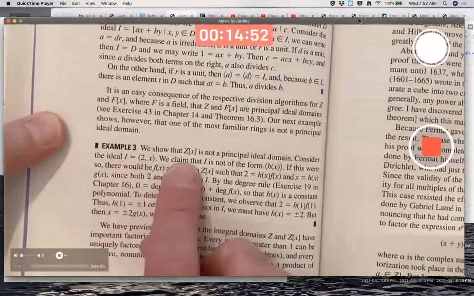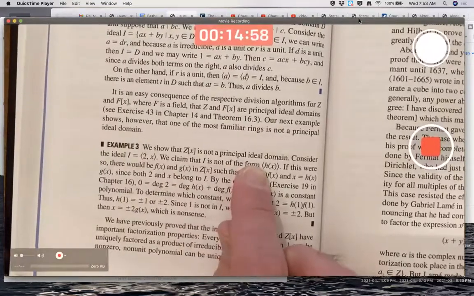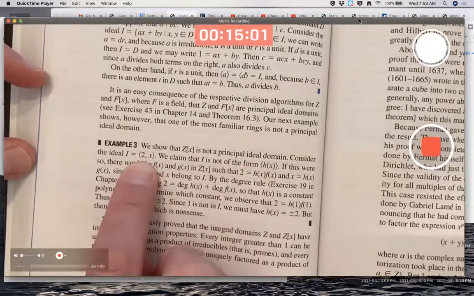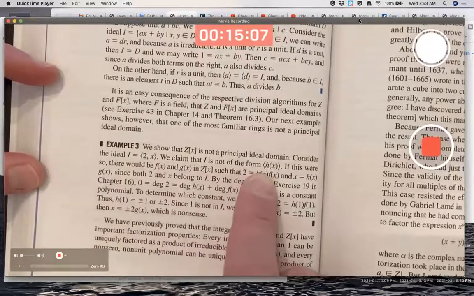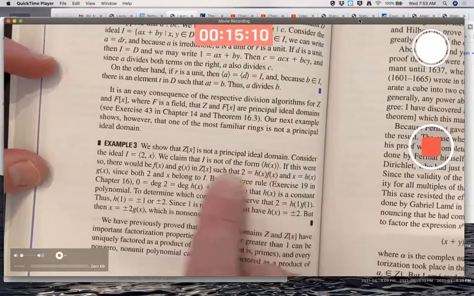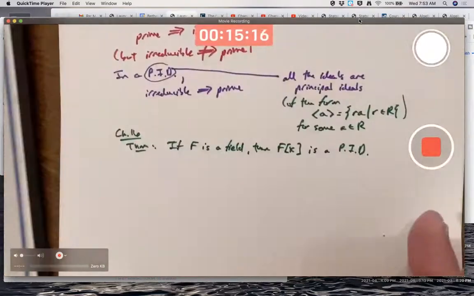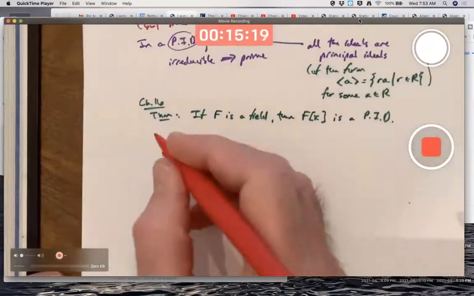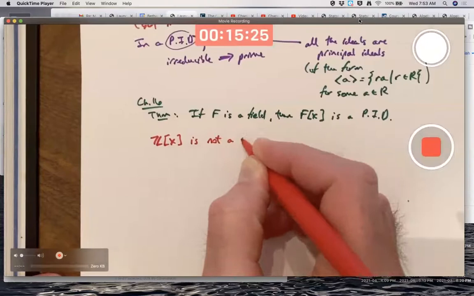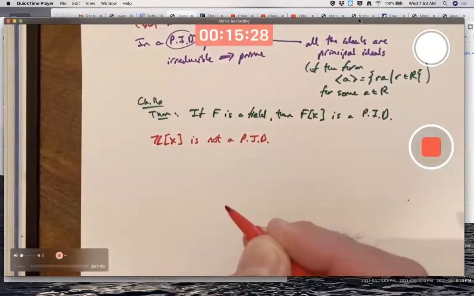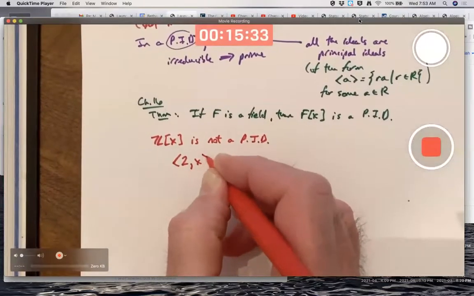According to example 3, Z[x] is not a principal ideal domain. And the claim to prove that is that this ideal, generated by 2 and x, is not a principal ideal. It's not of the form generated by h(x). Which makes me remember that we haven't really emphasized what this notation means. Let me just write down the conclusion here. Z[x] is not a PID.